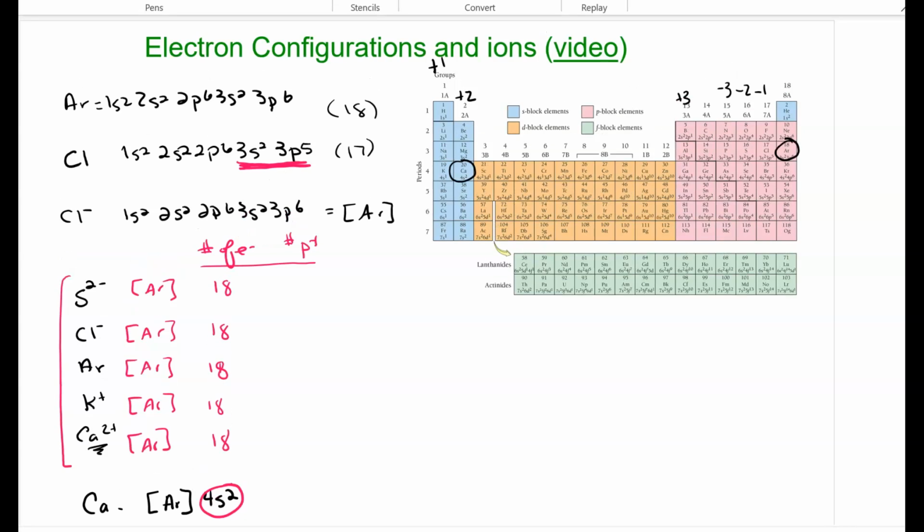I'm going to finish what I was about to say before. So all of these species have the same number of electrons, 18, but they have different numbers of protons. And recall from previous chapters that to get the number of protons, we look at the atomic number. So sulfur has 16 protons. Chloride has 17, 18, 19, and 20.